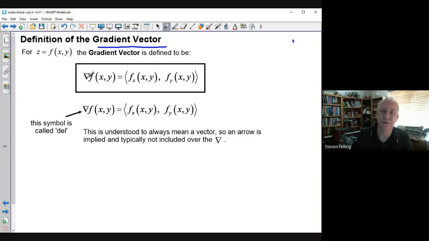And the symbol for that is this upside down triangle, and then f at any x, y. So this upside down triangle is called del, D-E-L. And it's a standard symbol used both in math and in physics. And it has this meaning that it's a vector whose components are derivatives in that component direction of the function, okay? It's always understood to mean a vector, so we actually never draw a line over it, even though you could draw a line over this because it's a vector. The line is omitted because it's never used in a non-vector way. Okay, so that's the gradient vector.